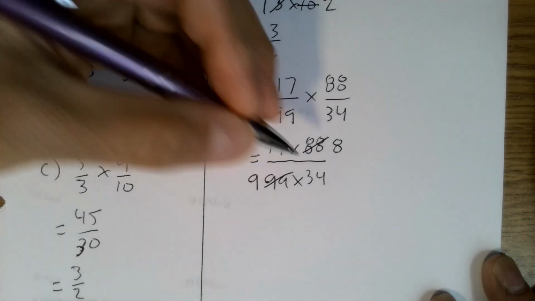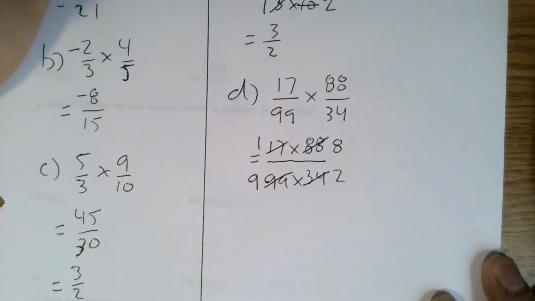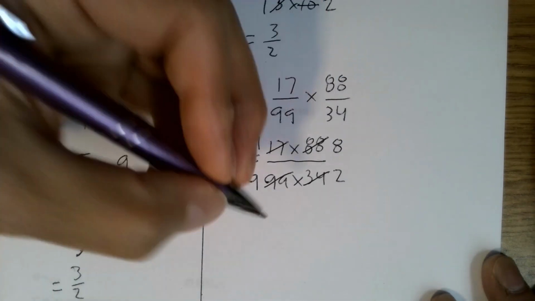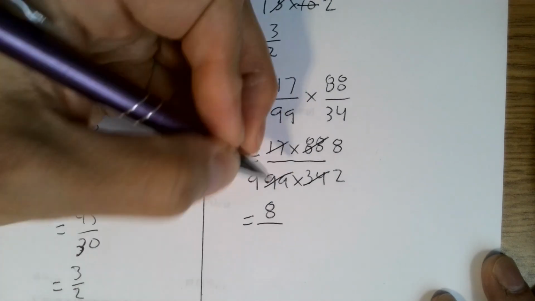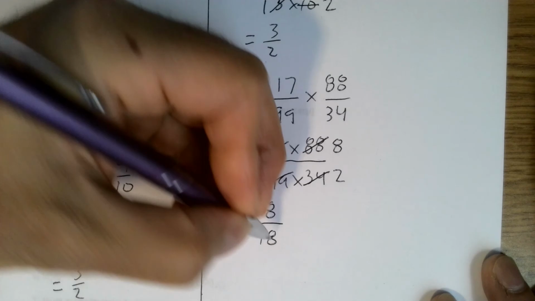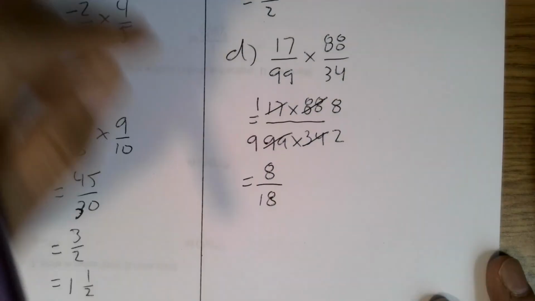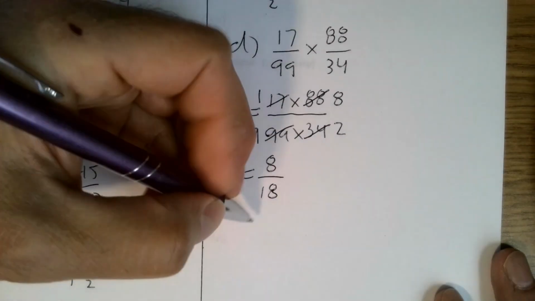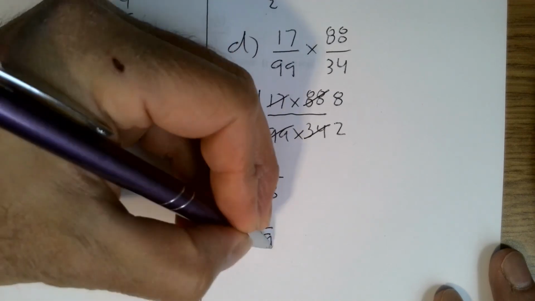And 17/34 is the same as 1/2. So now on top we've got 1 times 8. And on the bottom we've got 9 times 2. Oh, that wasn't very hard at all. Oh, except for we're not done yet. We can still simplify that. I can still divide top and bottom by 2. So that's going to give me 4/9.